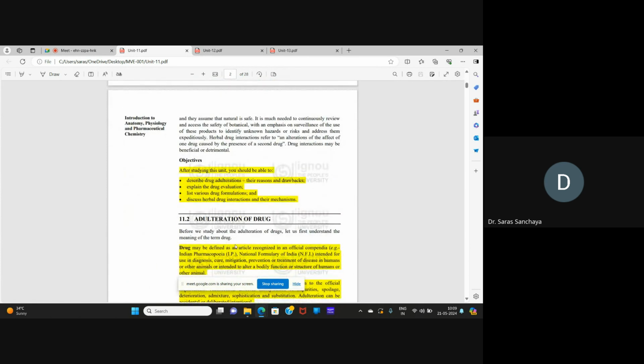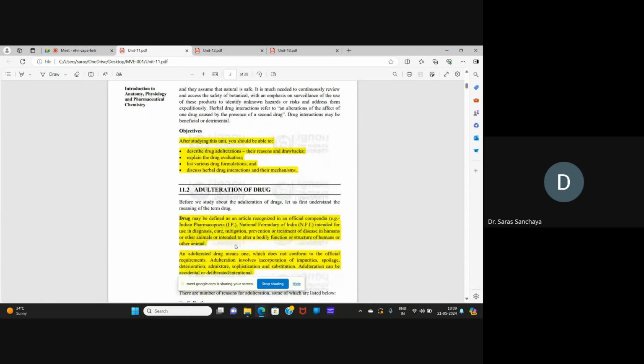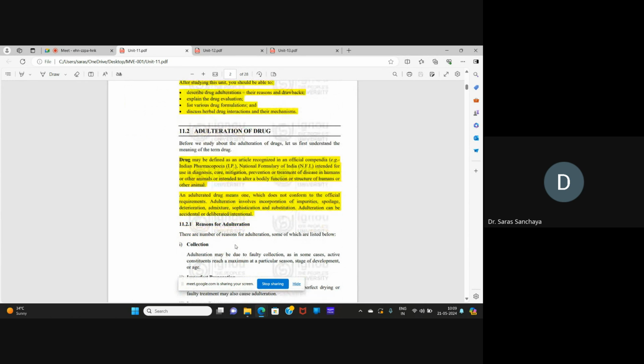After studying this unit, you should be able to describe drug adulterations, their reasons and drawbacks, explain the drug evaluation, list various drug formulations, and discuss herbal drug interactions and their mechanisms. So first, adulteration of drug. First, let us know what is drug.